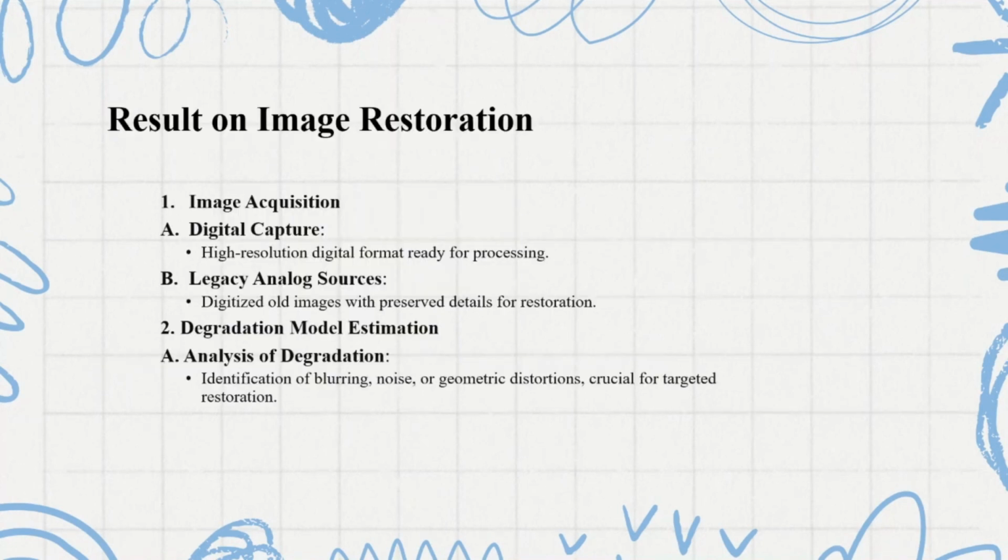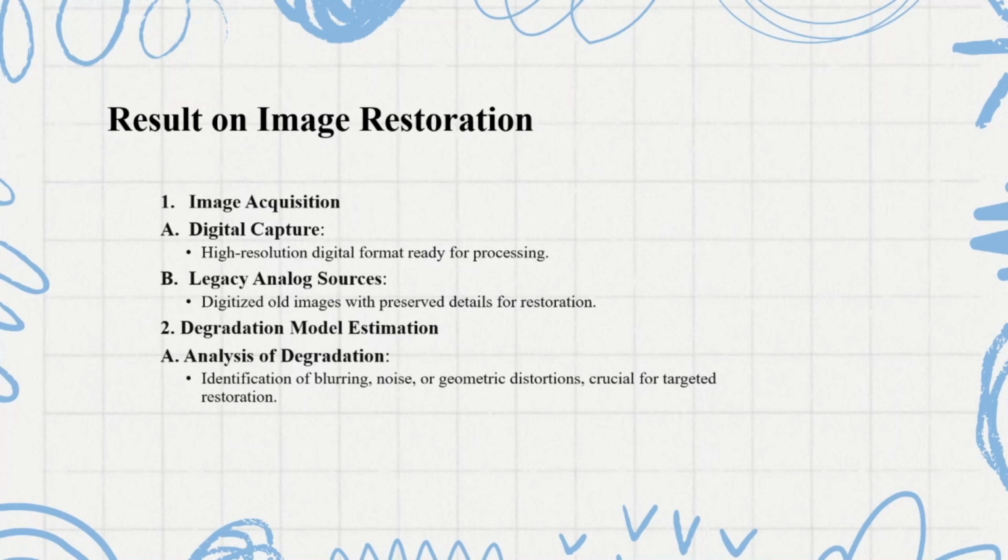In image acquisition, digital capture will be accurate, which has a high resolution digital format ready for processing that ensures that image retains as much detail as possible from the original scene. For legacy analog sources, digitalizing old images preserves essential details for restoration, allowing historical or archival materials to be brought into the digital age for further process and analysis.